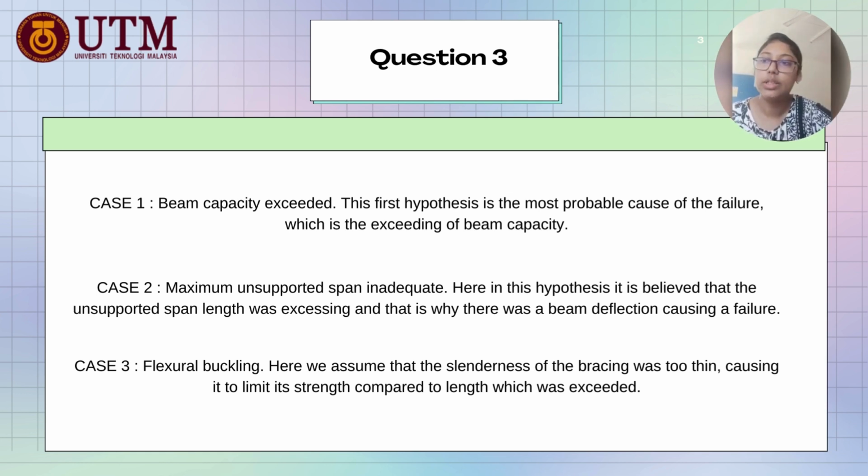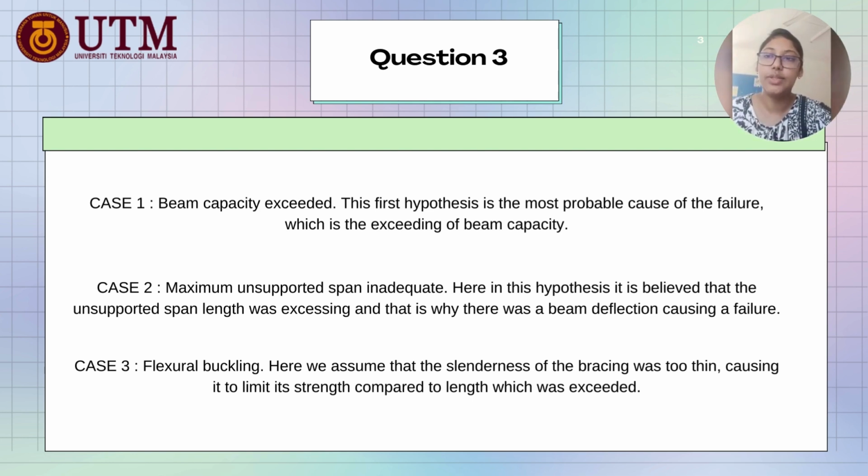Case number 2 discusses the maximum unsupported span, which was inadequate in our case. The vertical beam spacing plays a huge role in the weight bearing capacity. When designing a pallet rack, it should be kept in mind that the maximum unsupported span, which is the height between one beam and another beam, needs to be studied to establish load bearing capacity. In this hypothesis, it is believed that the unsupported span length was excessive. This is why there was a beam deflection causing a failure.